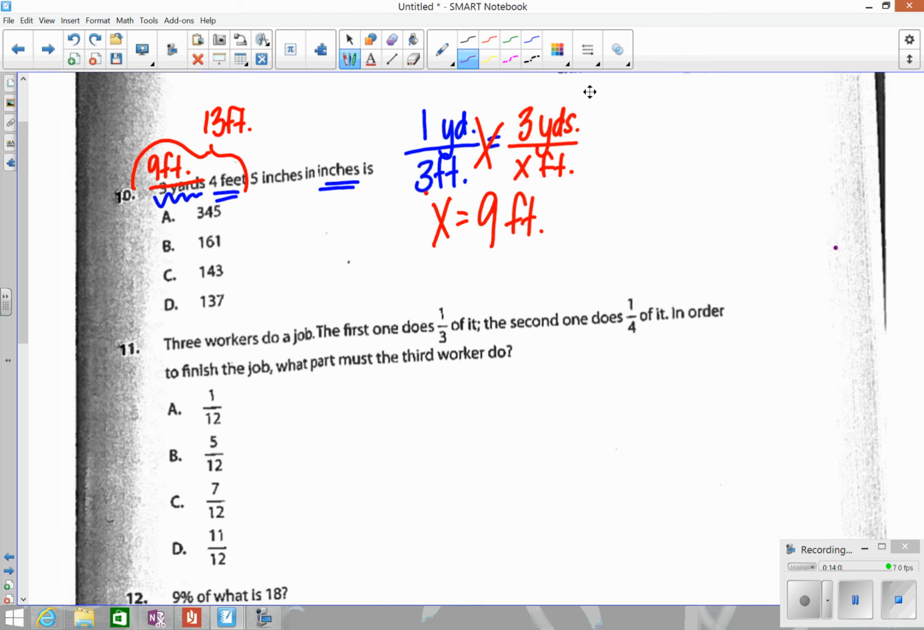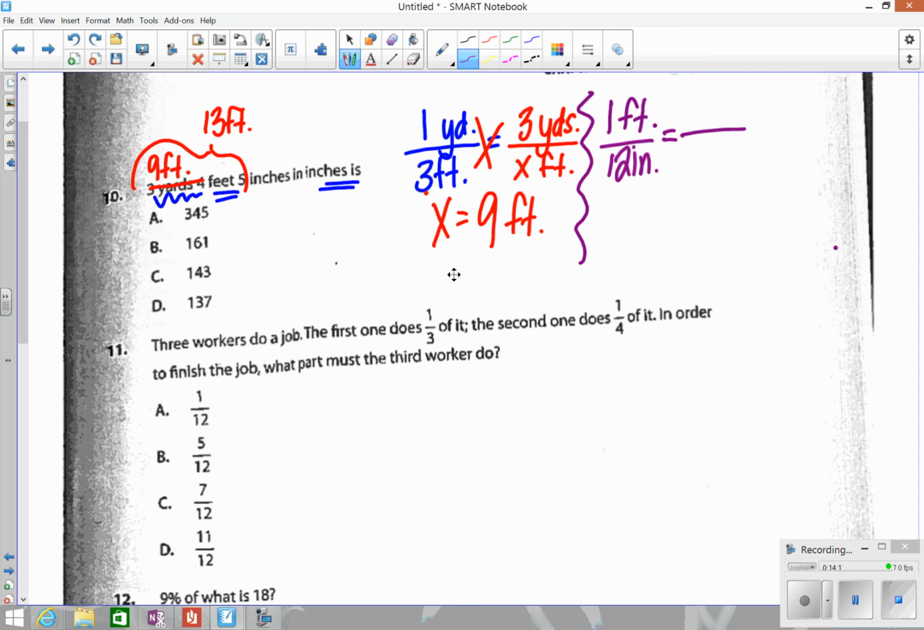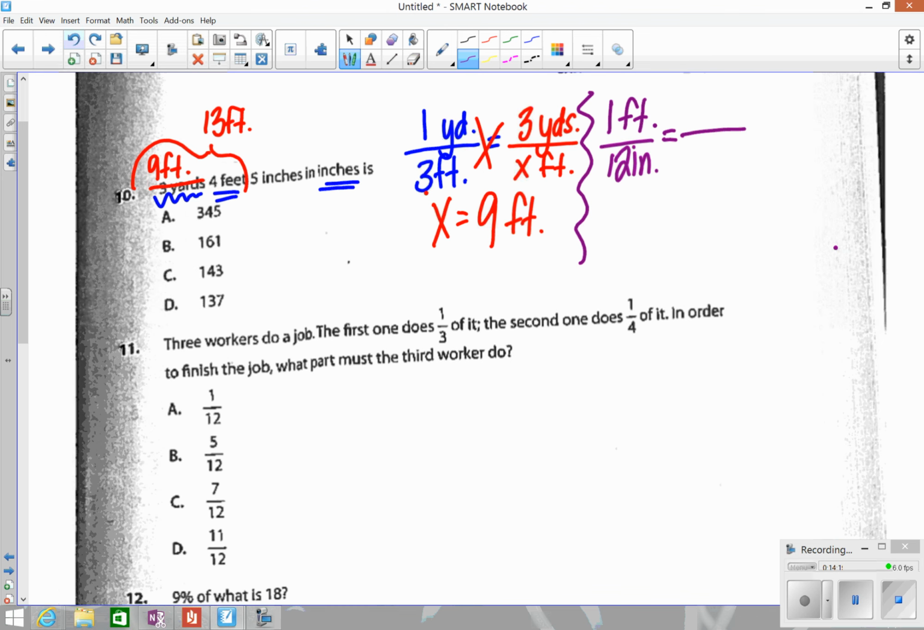So the next thing is looking at the conversion between inches and feet. 1 foot is equal to 12 inches. So if I want to set up a proportion to be able to figure this out, if you think about it in terms of your feet have to go on top and the inches have to go on the bottom to match your units here.